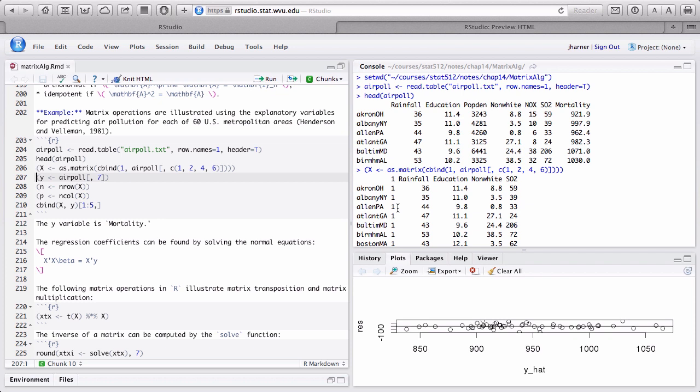Based upon those 4 variables plus the intercept, we will try to predict mortality. So we need a Y variable, and I'm going to say air pole is column 7. If I look back here, this is column 7, and so that will give us the Y variable. So I'm saying Y is air pole, comma 7.